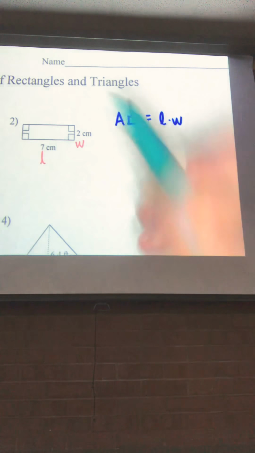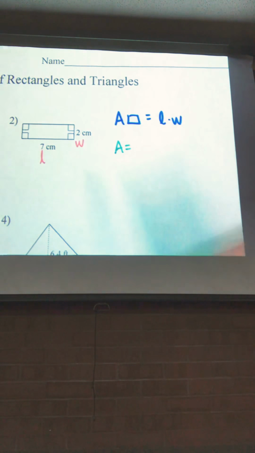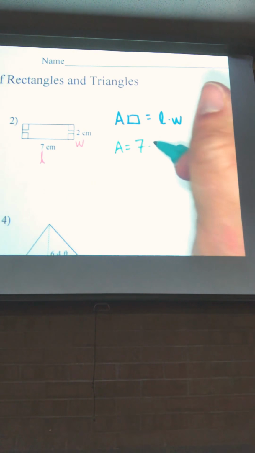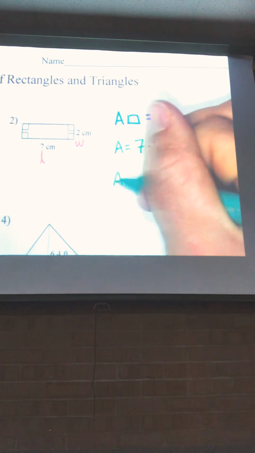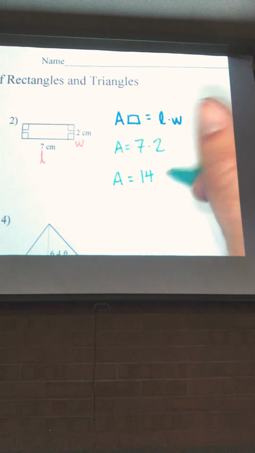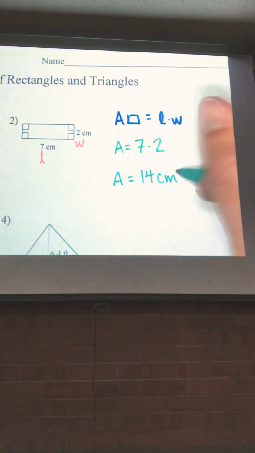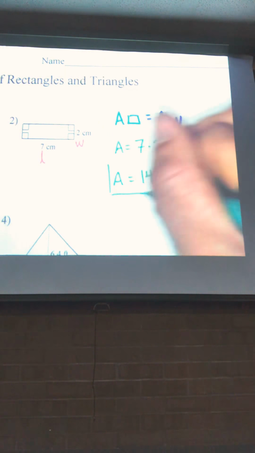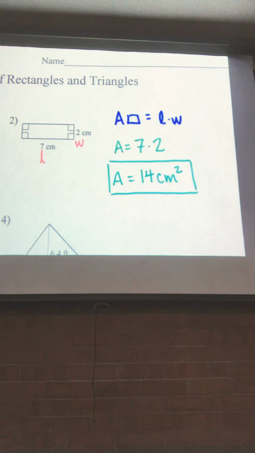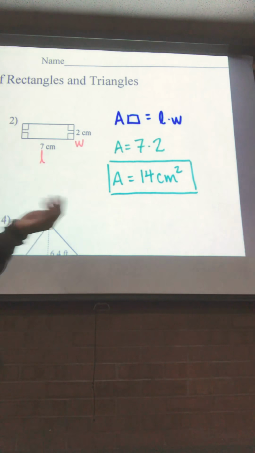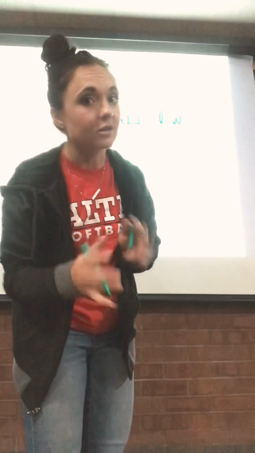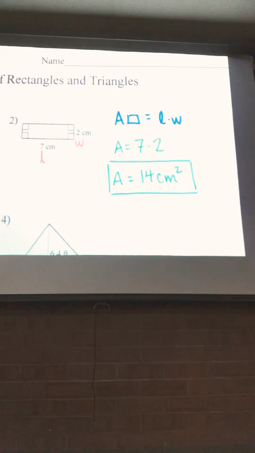Okay, awesome. Now the area of this rectangle is going to be our length times our width, so we have 7 times 2. Okay, now we have 7 times 2, 14, and with our units in this one it's centimeters, always squared. Awesome. Okay, area of rectangles. You guys should all somewhat remember that.